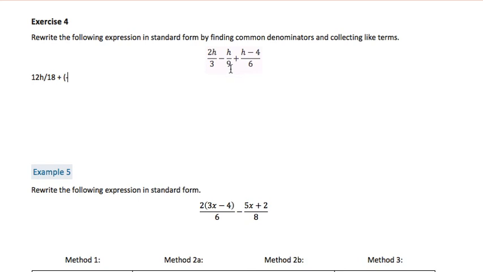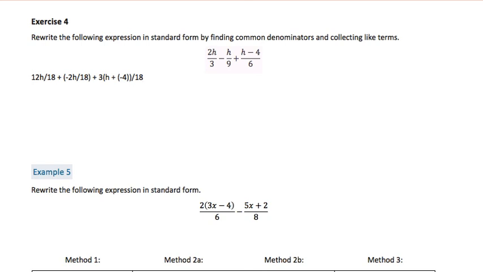And to get 18 from 9, you have to multiply times 2. Multiply the numerator times 2, we would get 2h divided by 18. And then our final term, we multiply 6 times 3 to get 18. So our numerator would have to be 3 times the quantity h, and I'm going to change this to addition, plus negative 4 divided by 18.